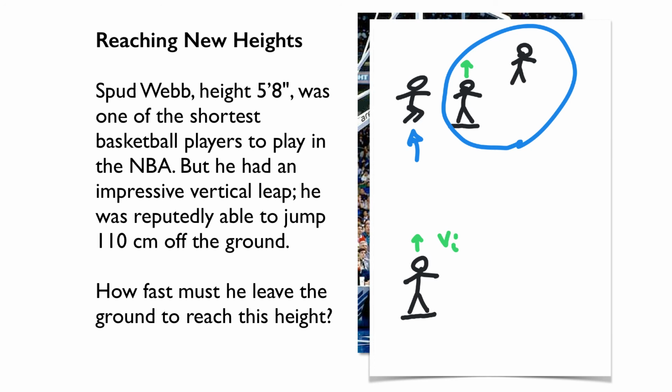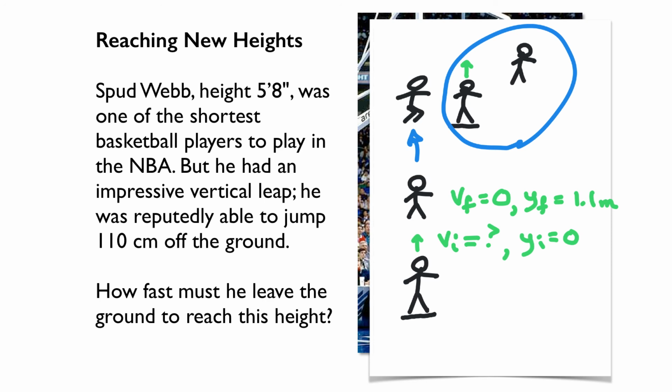Then the final point is sometime later when he reaches his highest point above the ground. And when he reaches his highest point above the ground, what is his velocity? His velocity is in fact 0. That's true at the highest point. So the initial velocity, we don't know. In fact, that's what we're solving for. The final velocity is 0. Well, we can say some other things. The initial position is just 0. The final position is 1.1 meters. Okay? And as it turns out, I'm not going to use time in this problem.